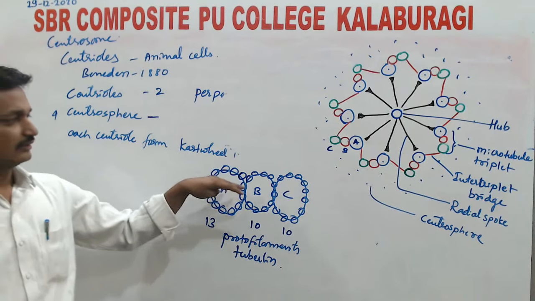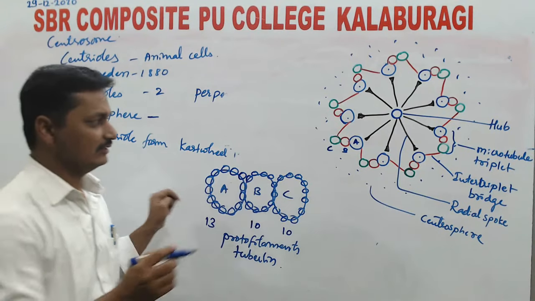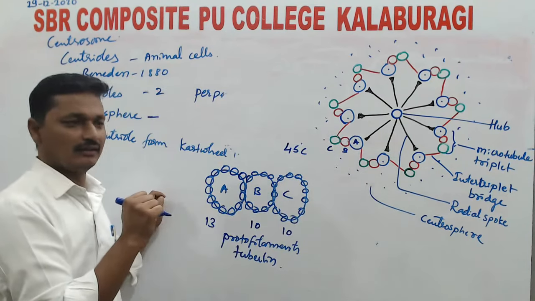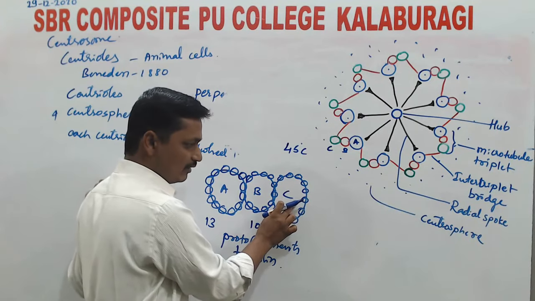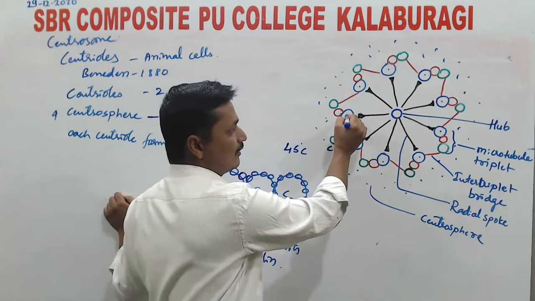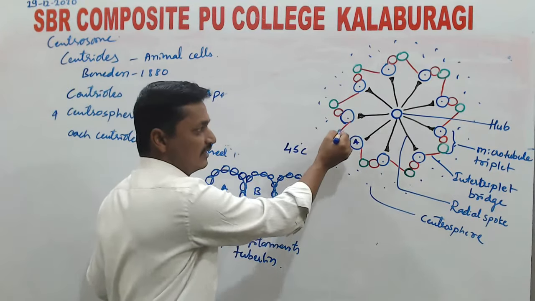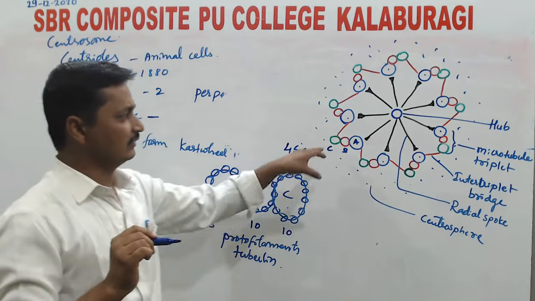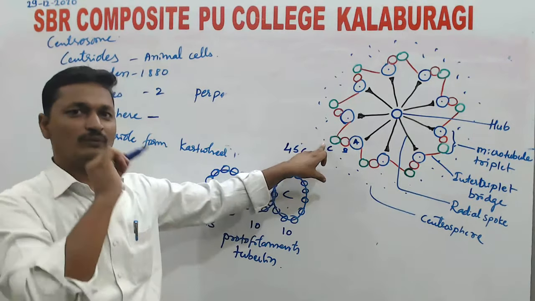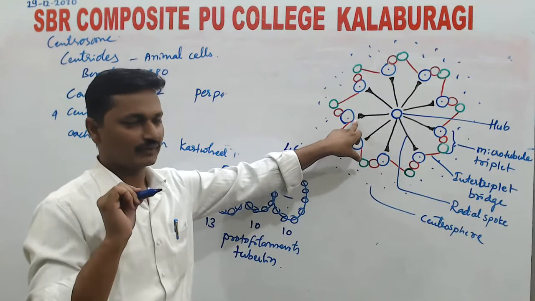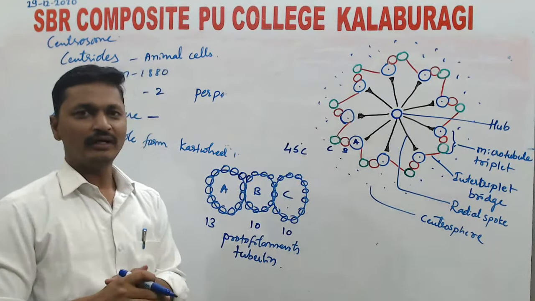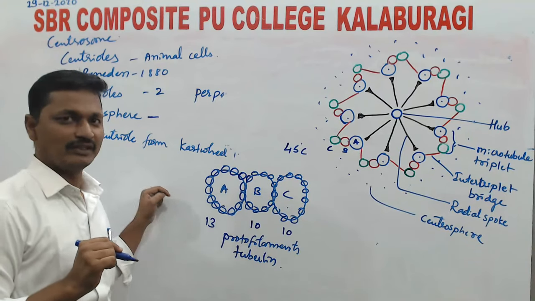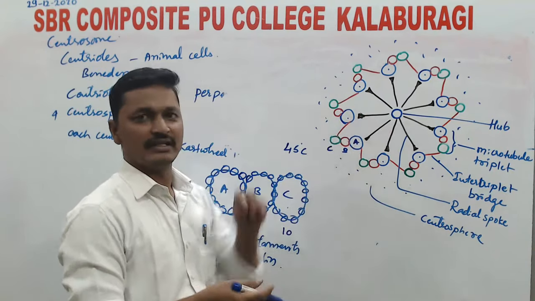Here these are arranged in such a manner that they are oriented at a 45 degree angle. And the subunit C of one microtubule connects with the A of the next microtubule. This red arrow mark is nothing but the inter-triplet bridge. So this inter-triplet bridge connects the subunit C of one microtubule with subunit A of the next. Again, they form a 45 degree angle while connecting the two microtubules, and this connection is required for the coordinated function of this centriole.